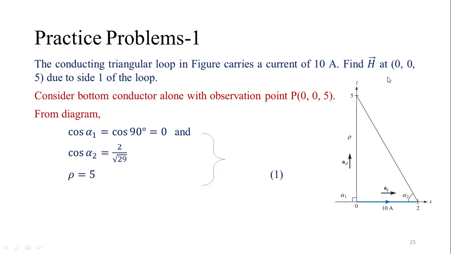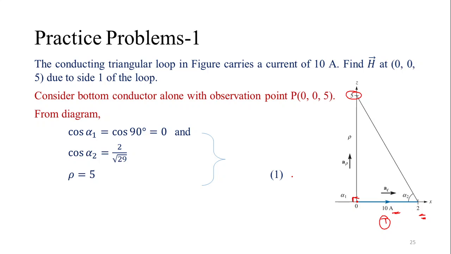The observation point is given, that is (0,0,5), which means the point lies on the z-axis. So the point is here, and this is the current carrying triangular loop's side 1. Here the dimension is 0 to 2, and it carries a current of 10 amperes. The angle at the first starting point of the conductor is alpha 1, and at the ending point of side 1 it is alpha 2.